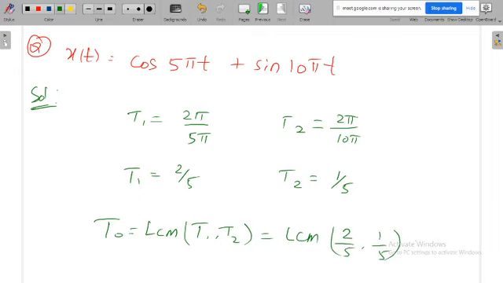Okay, if we take the LCM, I think we made a mistake here. 2 by 5. Yes, no mistake. So what is the LCM of this one? In the numerator you take the LCM, in the denominator the HCF, so 2 by 5 is the answer.